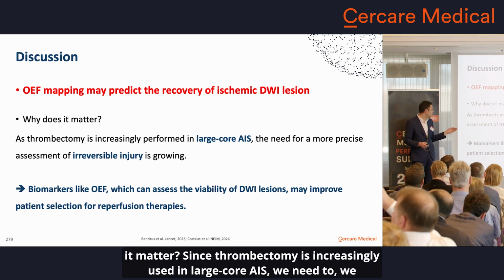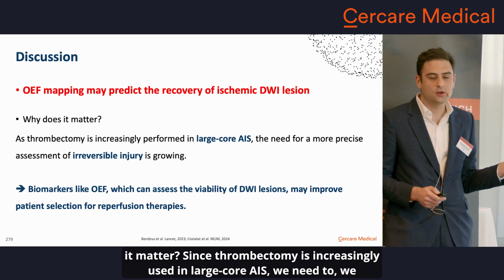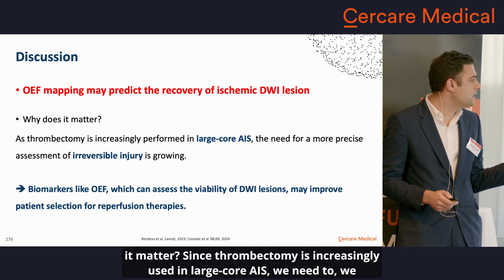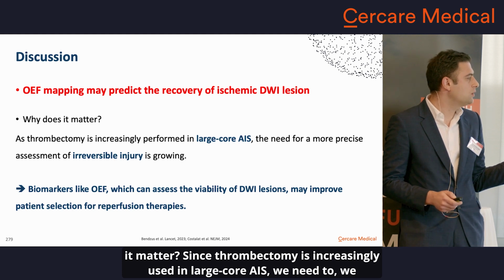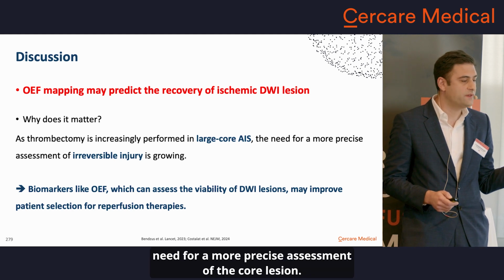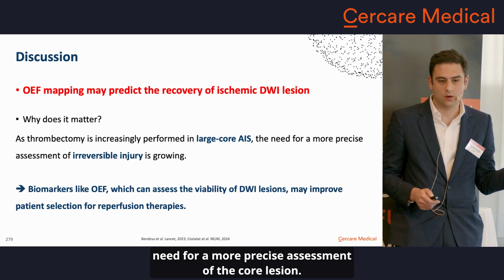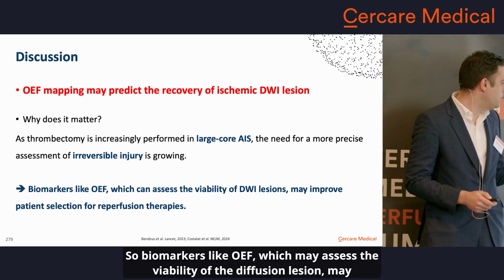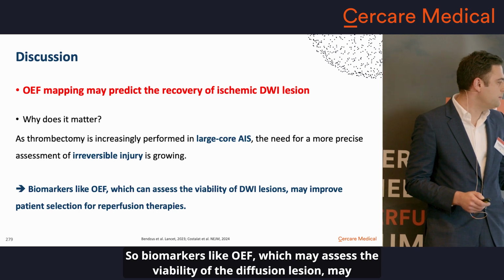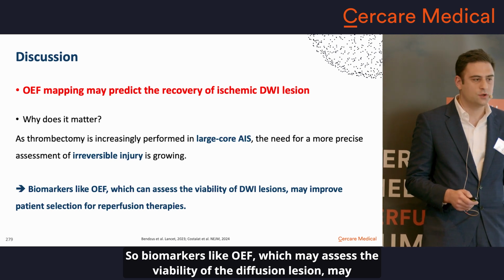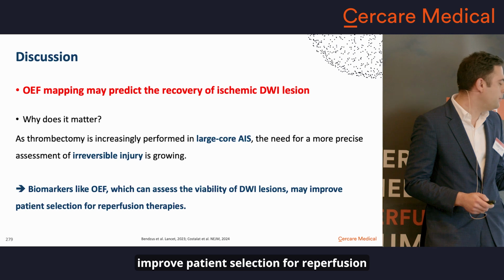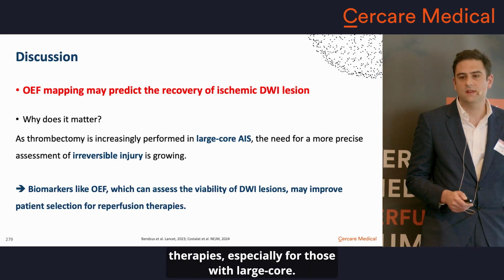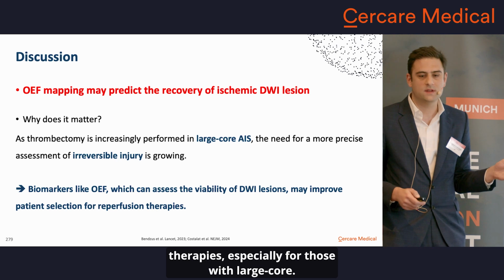So why does it matter? Since thrombectomy is increasingly used in large core strokes, we need a more precise assessment of the core lesion. Biomarkers like OEF, which may assess the viability of the diffusion lesion, may improve patient selection for reperfusion therapies, especially for those with large core.